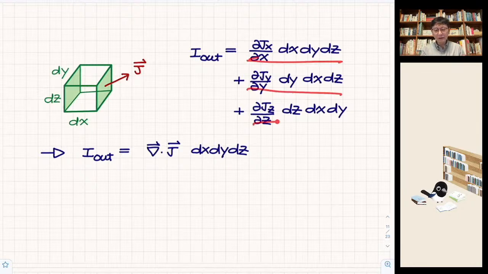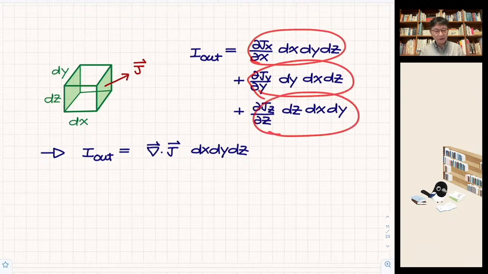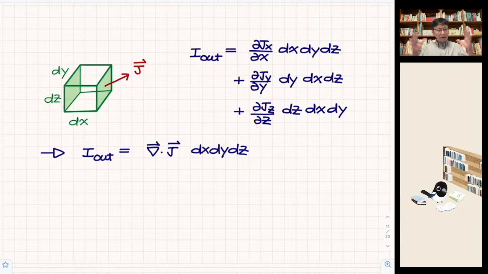Basically, the flux can be separated into the x, y, z directions, and the computed results are listed here. And thus, the total flux outside can be written as divergence J times dx, dy, and dz. Okay, so that's it. If you find this confusing, go back to the previous film that we just explained several minutes before, and you should be able to get this.